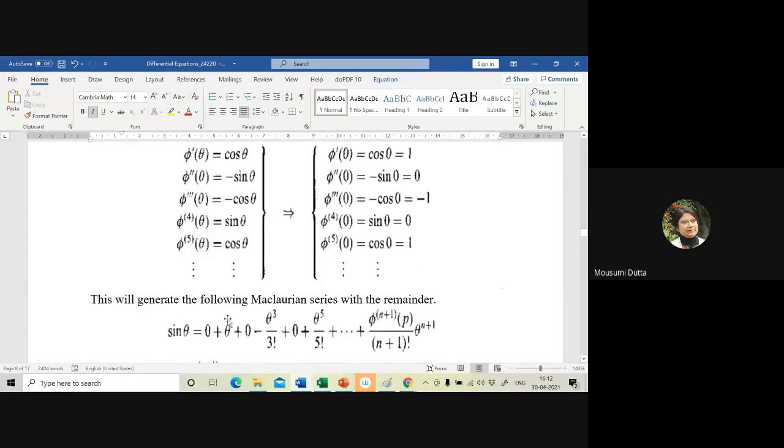This will generate the following Maclaurin series with the remainder: sine theta is equal to 0 plus theta plus 0 minus theta cube by 3 factorial plus 0 plus theta to the power 5 by 5 factorial plus up to this.